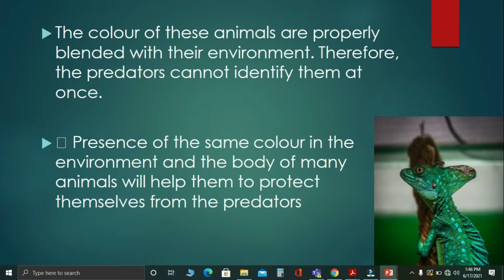Now you know how color helps to protect them. Okay. The color of these animals properly blends with their environment. Therefore, the predators cannot see them at once. So, the presence of the same color in the environment and the body of many animals will help them to protect themselves from the predators.